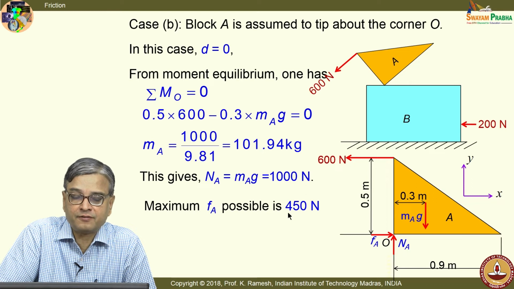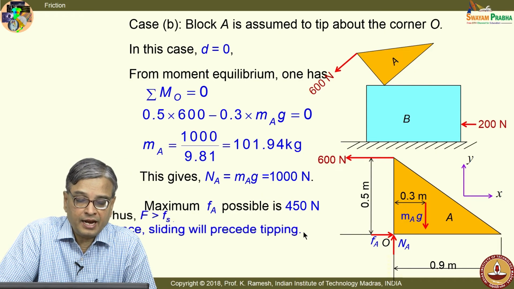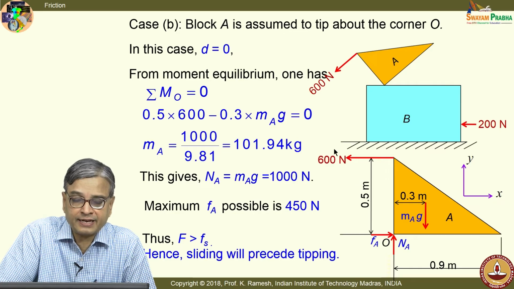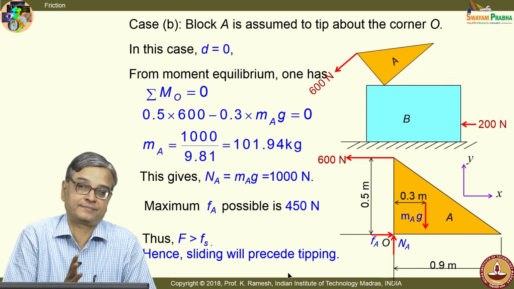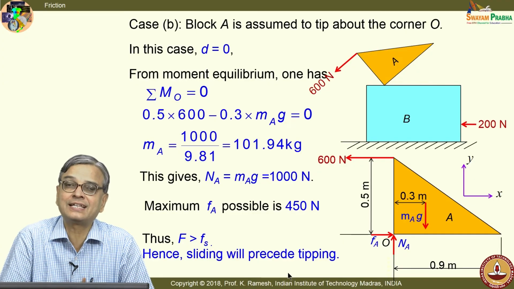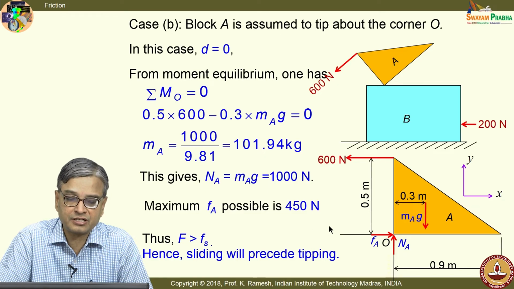Maximum Fa possible from frictional forces is 450 newtons, because the coefficient of friction is given as 0.45. And what I find is the force what you have applied is greater than Fs. Even though we have investigated for possible tipping, what we find is when I have the mass as 101.94 kilograms, sliding will precede tipping. It will still slide only. Only if the mass is less than 101.94 kilograms, which we can see in the next slide.